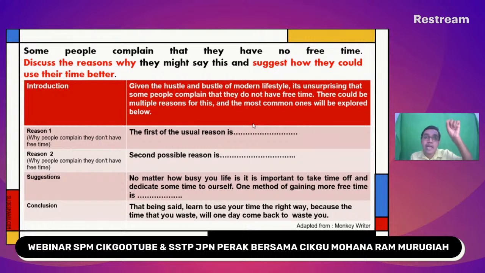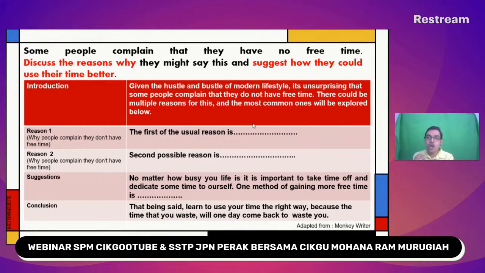So you have to use a signpost. The first usual reason, the second possible reason. This shows that your essay is quite organized. So organize your essays with linkers, proper starters. Okay, so here the first reason, second reason. So the second possible reason is, okay, so elaborate your ideas. Now, you have to elaborate.